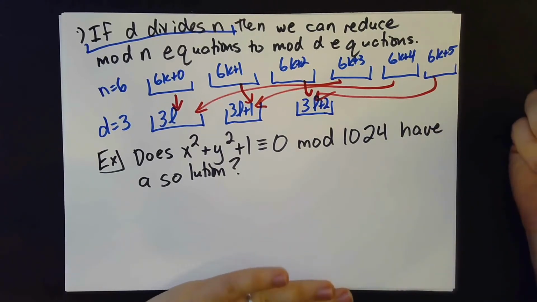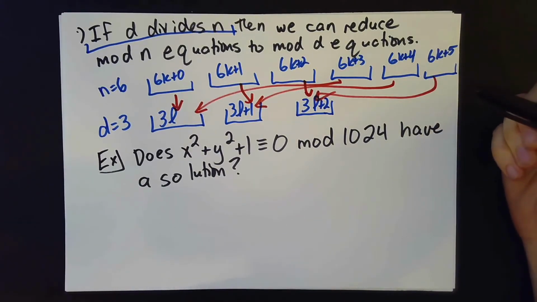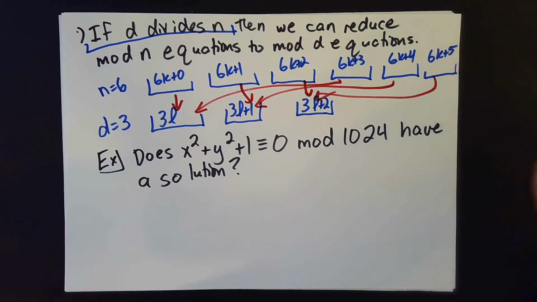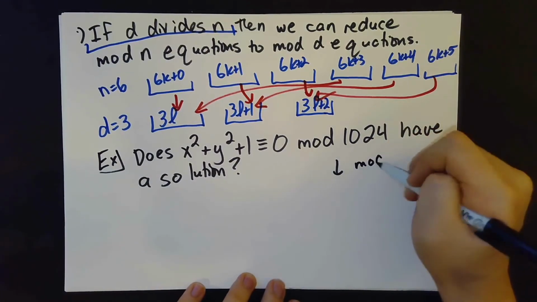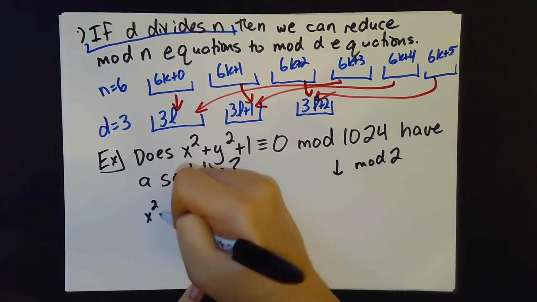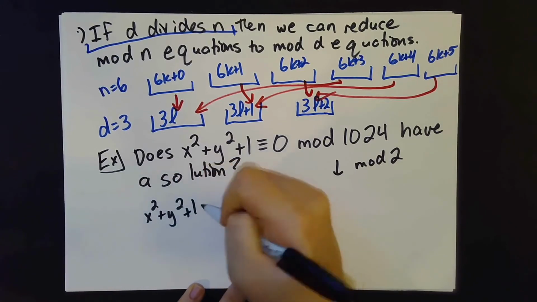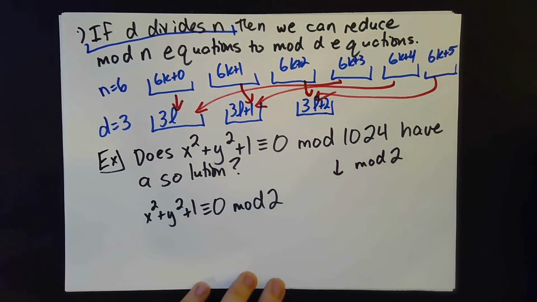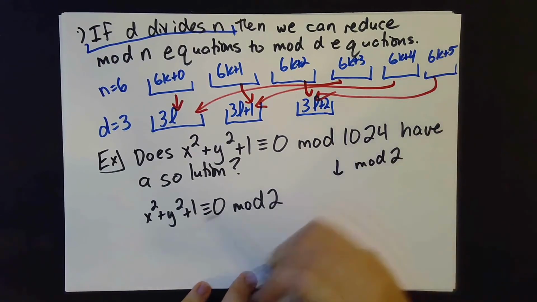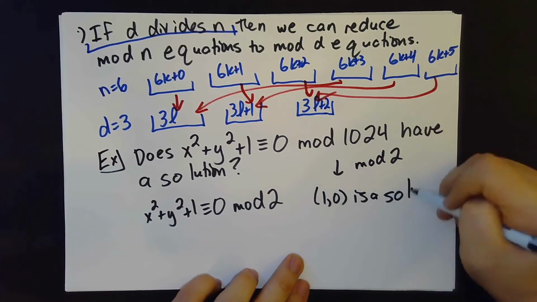So I could try reducing it, for example, mod, well, what would be the easiest thing? 2. If I reduce this mod 2, I would get x squared plus y squared plus 1 is 0 mod 2. Unfortunately, this has solutions. So 1, 0 is a solution.